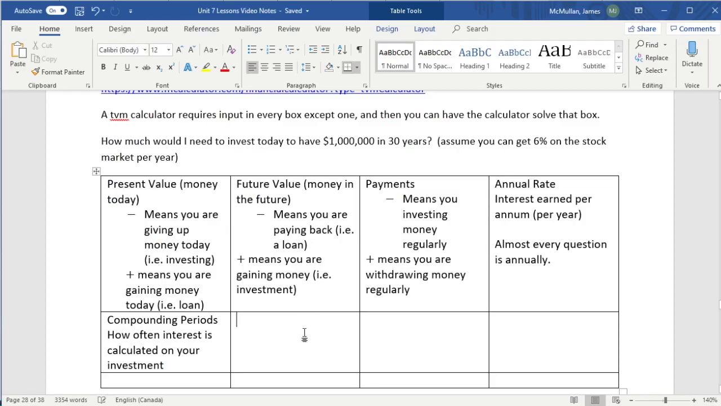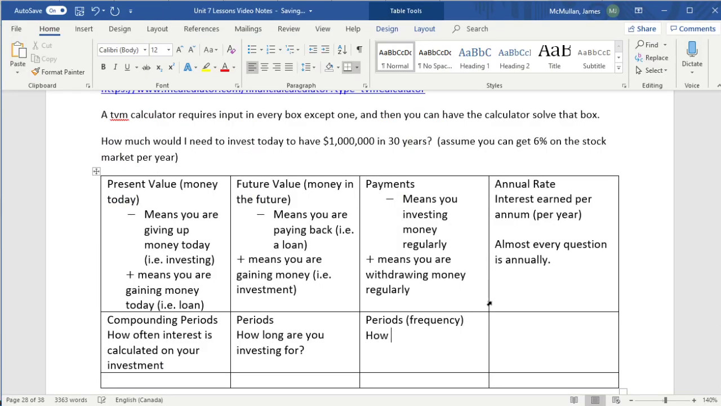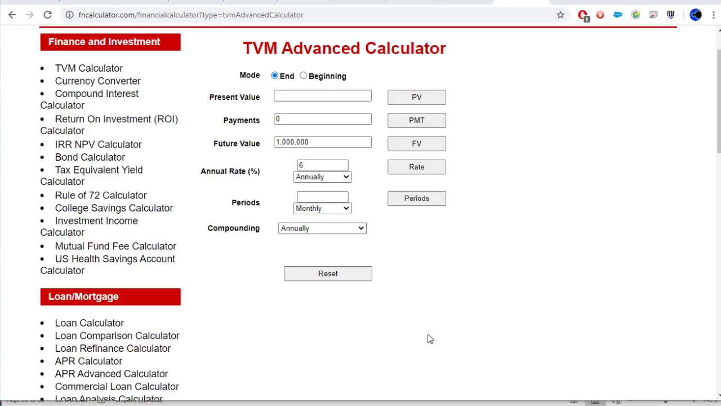Periods, when it says periods, that means how long are you investing for? And the periods, the frequency, like the drop-down thing for periods, is how frequently do you make a payment? Now, in our question, we're not using a payment, so the frequency thing we can just ignore. The periods, though, I need to put 30 because it's 30 years. So I'm going to set it to 30 and annually because that's how many years I'm going to use.